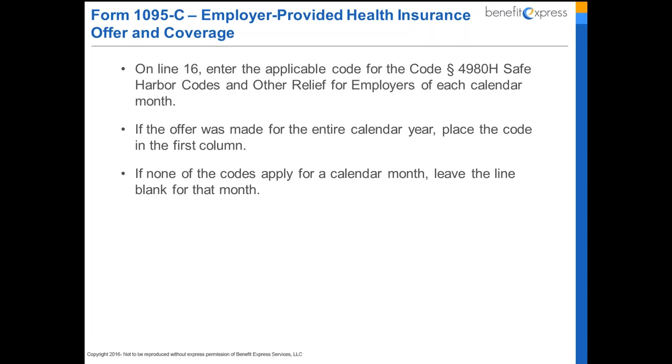Now, as I indicated before, line 16 is the most complicated, because there's a myriad of codes that report a number of different situations. If the offer of coverage is made for the entire year, then they place the code in the first column. But there could be some situations where one code would go in the first column. If you have a stable workforce and everybody takes the plan, then there's one code that I will show you that applies.